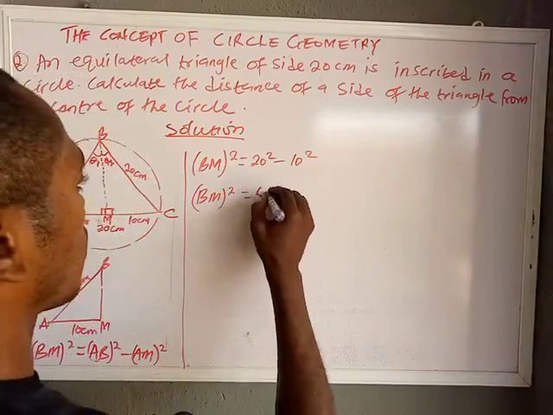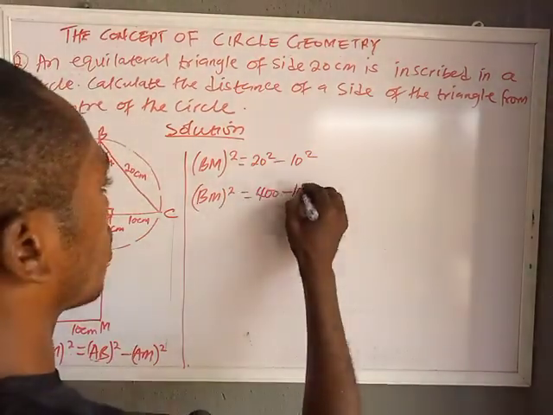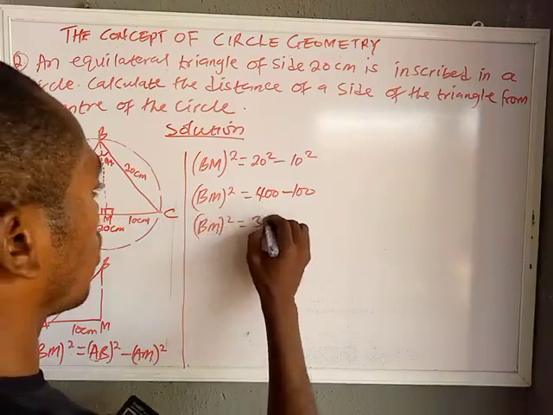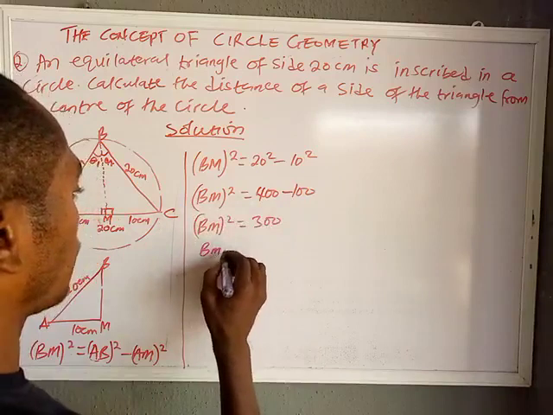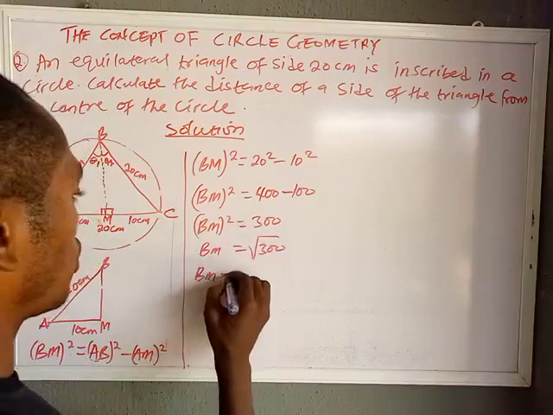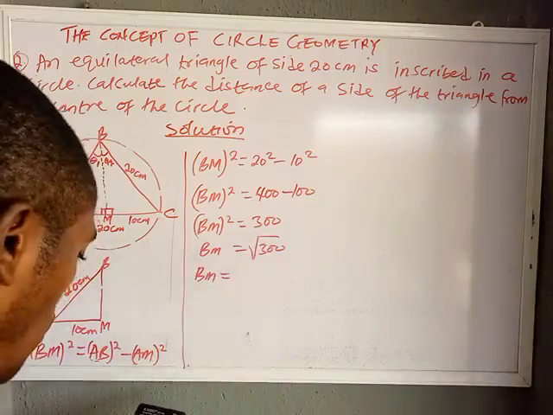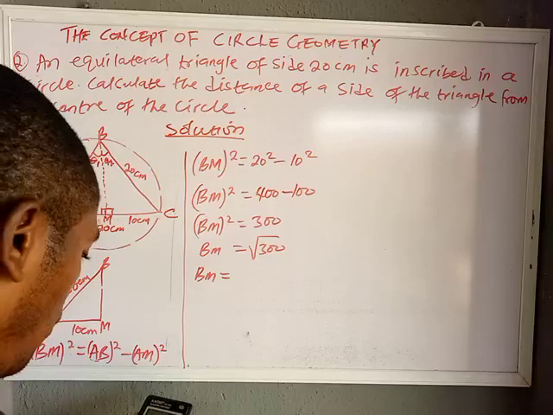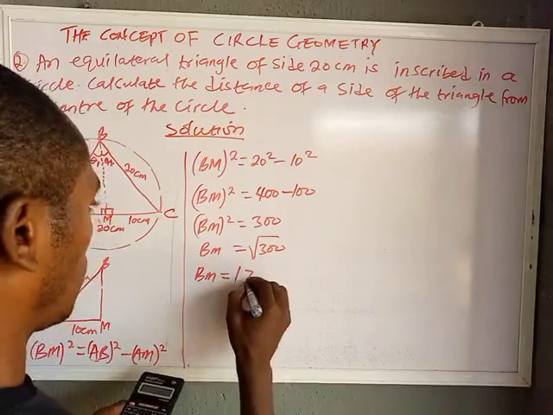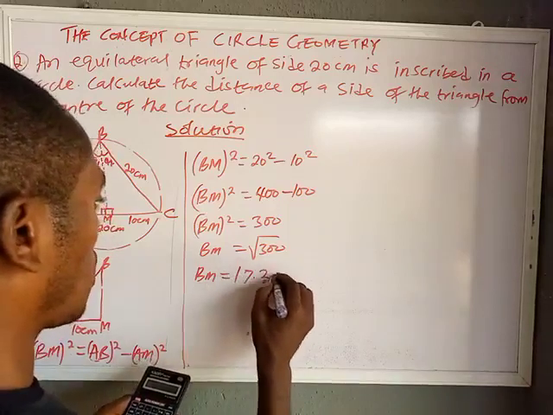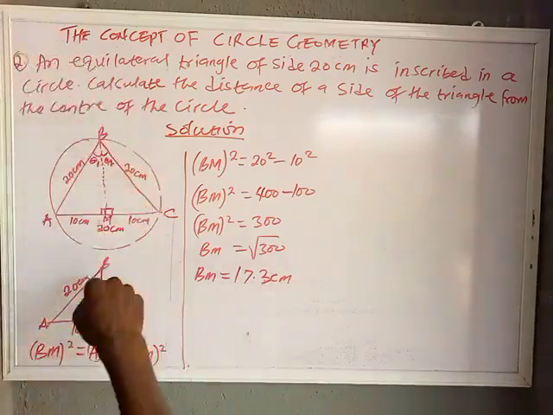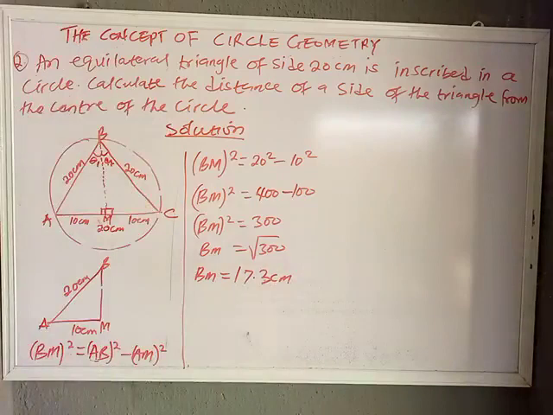400 minus 10 squared, which is 100, so BM squared is equal to 300. So BM is equal to the square root of 300, which is approximately 17.3 centimeters. So 17.3 centimeters is for this BM. Now we're done with this.